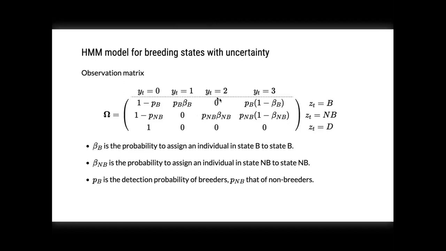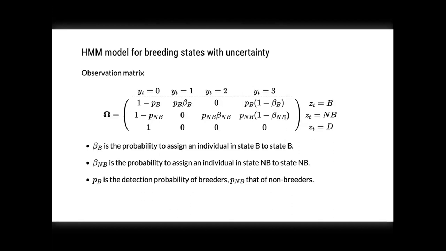You cannot be detected as a non-breeder individual, but you may be detected with a status unknown with the detection probability for the breeder individual times the probability of not being able to classify correctly as a breeder individual, one minus beta B. So this is where the distinction is coming out, with the incorporation of this probability beta B for correctly assigning breeder individuals to that state. And same thing here, if you're alive and non-breeder, you have this probability of correctly assigning a non-breeder individual to that particular state, non-breeding. And if you're detected with an unknown status, it's the detection probability times one minus the probability of correctly assigning non-breeder individuals to the non-breeding state.